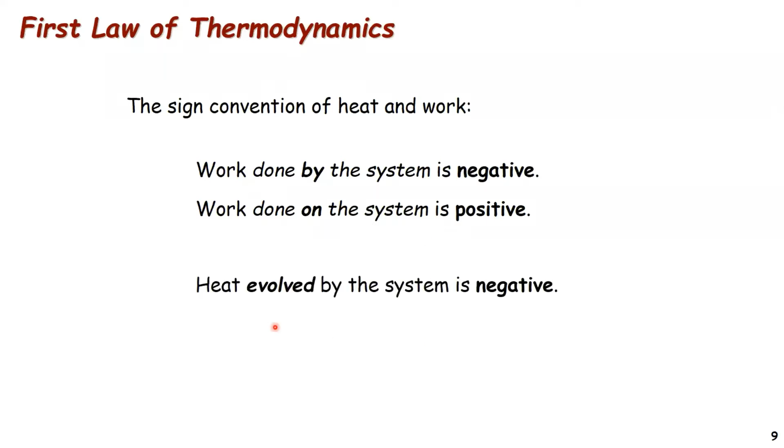Okay? Heat evolved by a system, which we say is exothermic, is negative because it's losing energy. Heat absorbed by a system, which we call an endothermic process, again, the system is gaining energy, so it's going to be positive. It's absorbing energy from the surroundings.